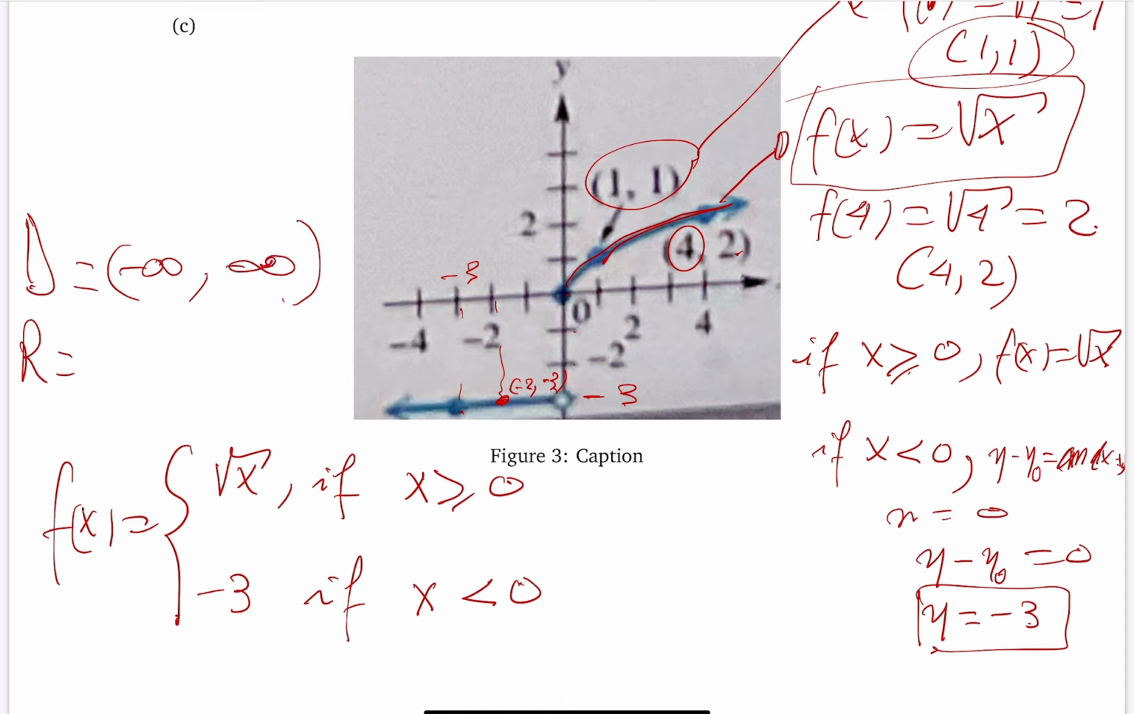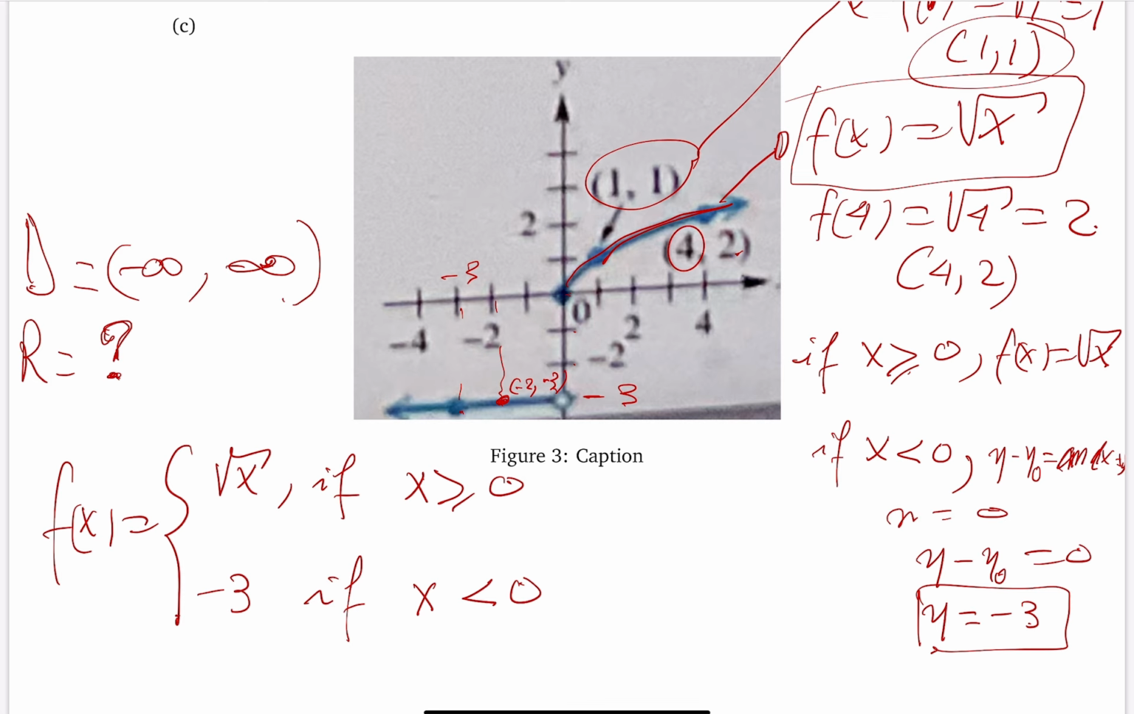Now the range, be careful. For the range, take the y-axis. You have first the set containing -3, and then the part above the x-axis, but the -3 on the y-axis is excluded, and you have 0 to infinity. I will ask you this on your exam. Think about it. It's a beautiful one.